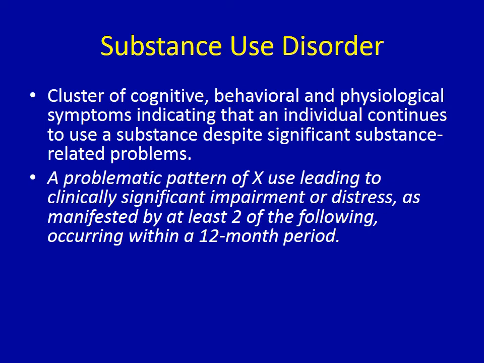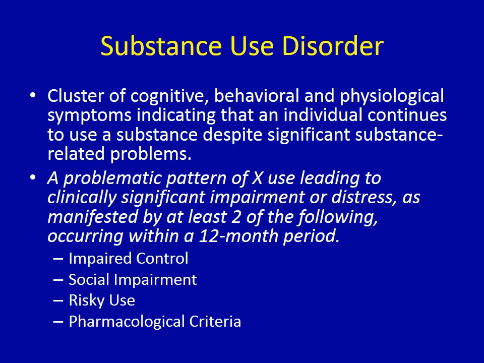leading to clinically significant impairment or distress as manifested by at least 2 of the following symptoms occurring within a 12-month period. We've got a problematic pattern of substance use, and again, the diagnostic criteria are going to vary depending on the substance. It's leading to clinically significant impairment or distress. We have a minimum of 2 symptoms, and we have symptoms occurring within a 12-month period. And broadly speaking, the DSM categorizes these symptoms in 4 different groups.